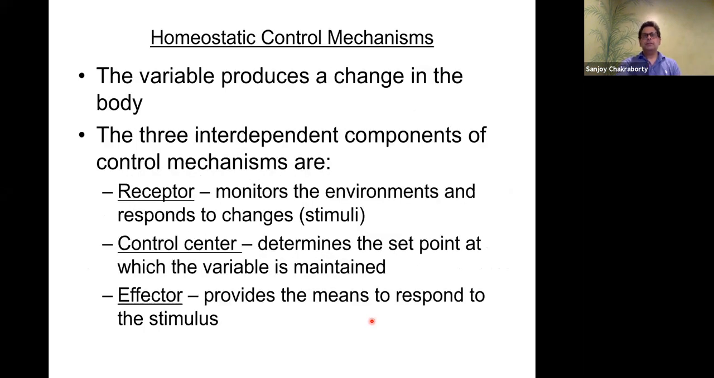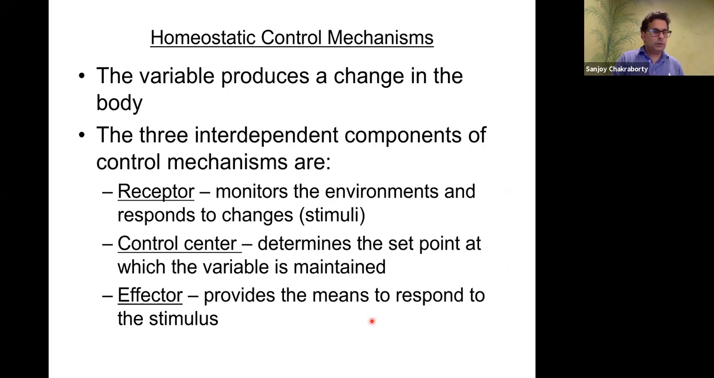Same thing with homeostasis. So how do these 3 independent components control the mechanism? Receptor, control center, effectors. The receptor receives the changes, they get the stimulus, they're thinking about what is happening. The control center determines what to do, and the effector does the job.